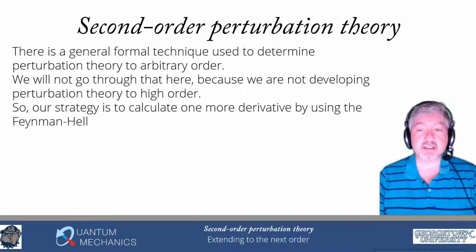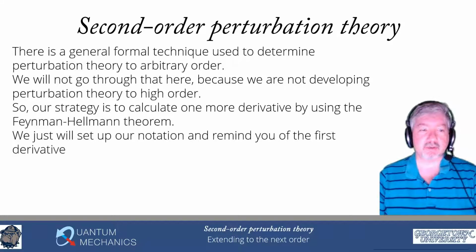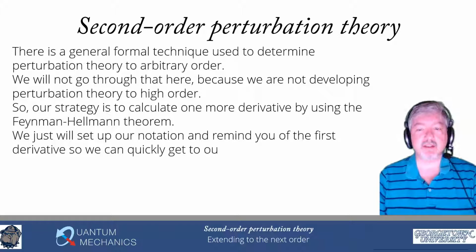Our strategy then is going to be to calculate one more derivative beyond that Feynman-Hellmann theorem that we worked on before. The idea is that we're going to set up our notation to remind you of that first derivative, and then we'll just take a derivative of that to get the second derivative, and then we'll get our goal.